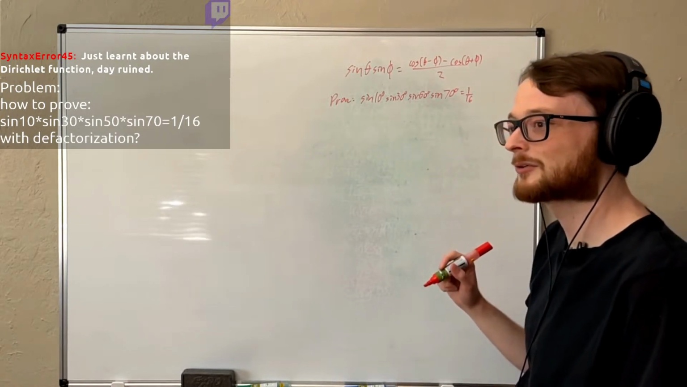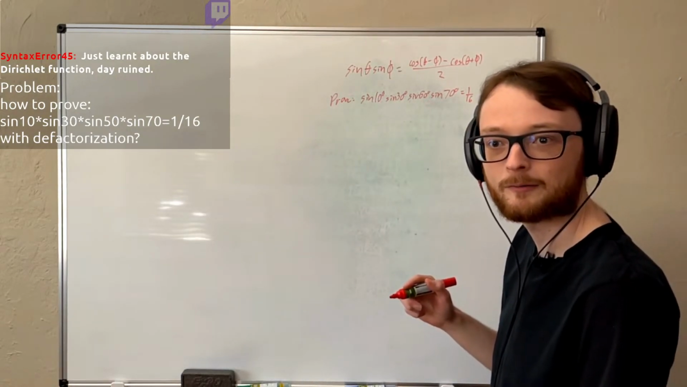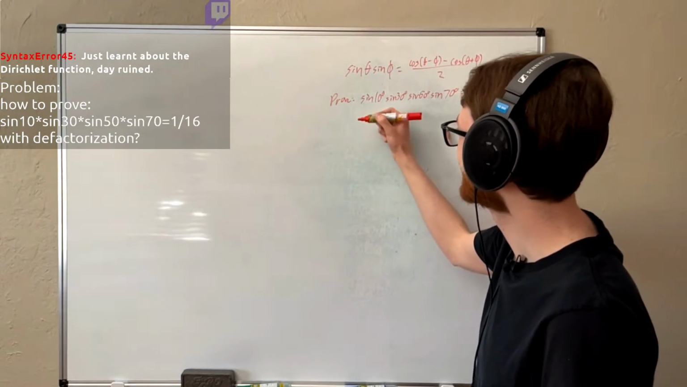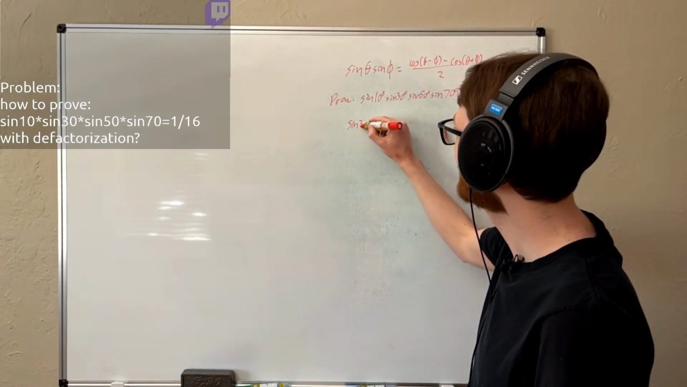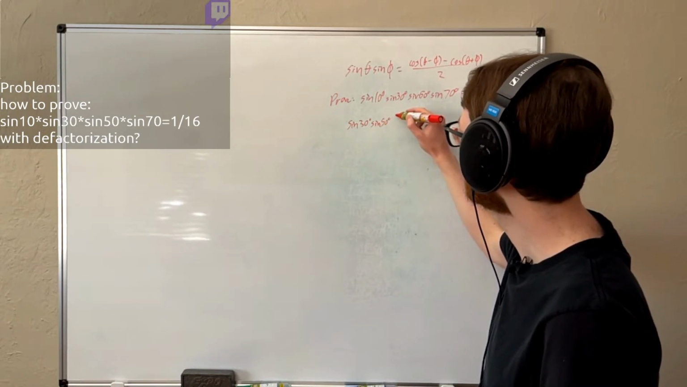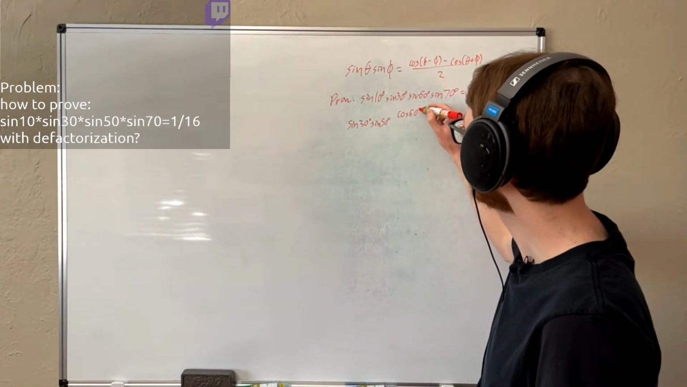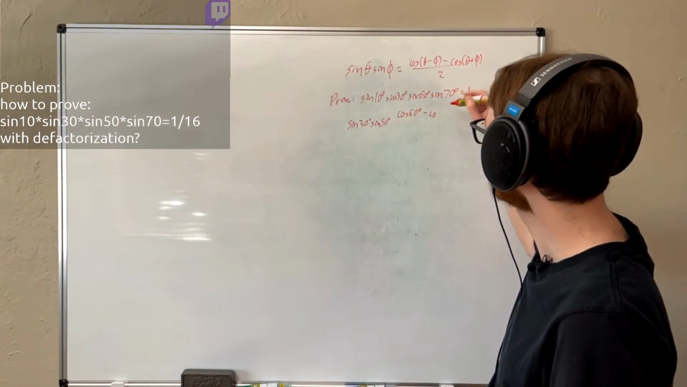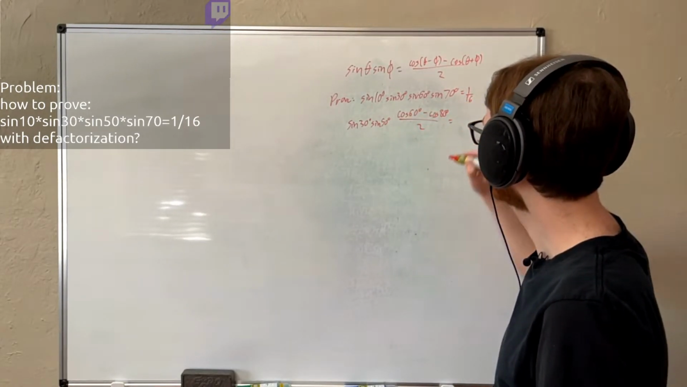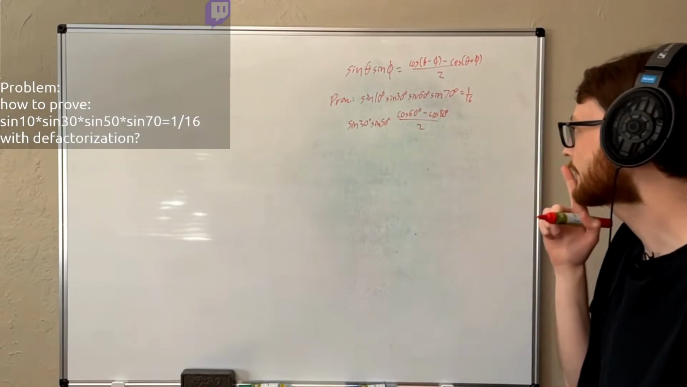Sine of 30 we could evaluate directly as 1/2. I don't know if we want to do that yet, though. We might want to keep it there to use with the identity. So let's have the sine 30 and sine 50 just out front and keep them where they are for now. Then with the sine 70 and the sine 10, we'll have cosine of 70 minus 10 is 60, minus cosine of 70 plus 10 is 80, over 2. Oh yeah, we're trying to prove this. Let's not keep the equal to 1/16 here.